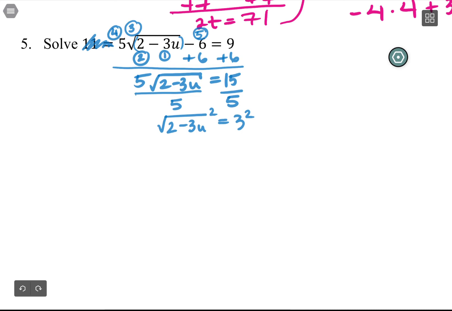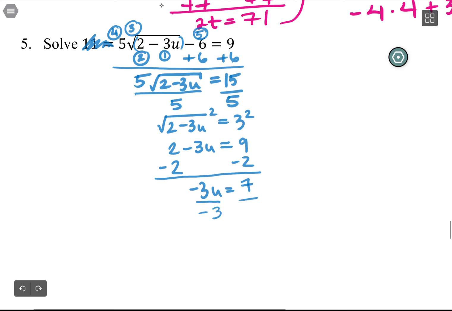To get rid of a square root, you would square. Always use the inverse operation. So 3 squared is 9. We're getting close. We need to get rid of the 2, so we'll subtract 2 from both sides, and we will get negative 3u equals 7. And then last but not least, divide by negative 3, because negative 3 was attached by multiplication, and we'll get u equals negative 7/3. Okay, so that mandatory check.